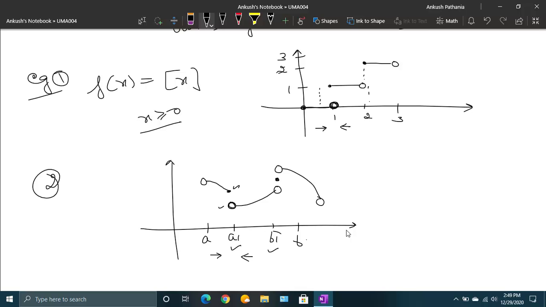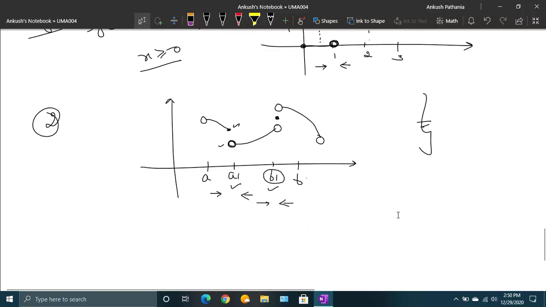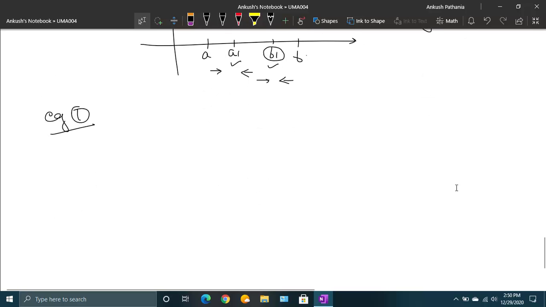Similarly, for the case B1, you can see there is a jump. If you go from the left side or from the right side, the values are different although the limit exists. So these types of functions are considered under piecewise continuous functions: they are continuous but at some points, a finite number of points, they have jump discontinuities. Limit exists from both sides but they are not equal.